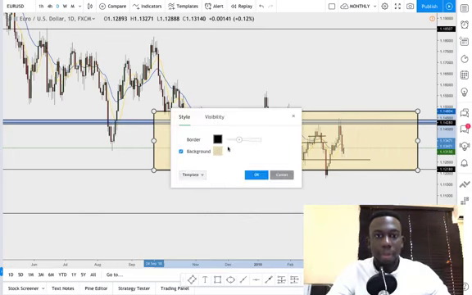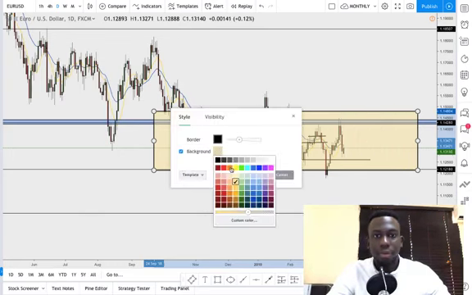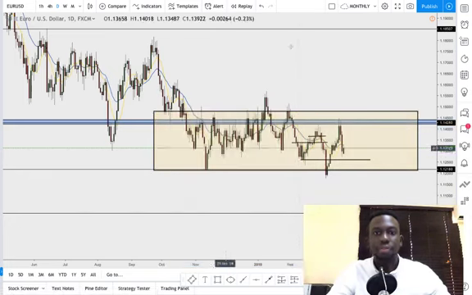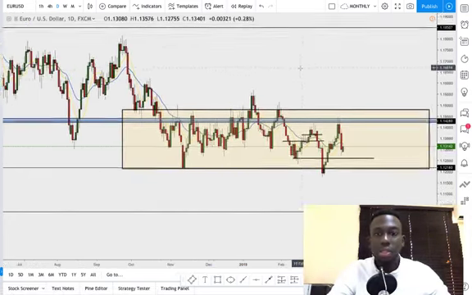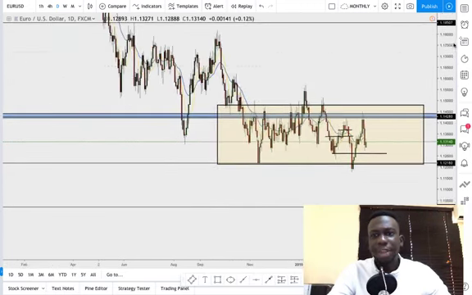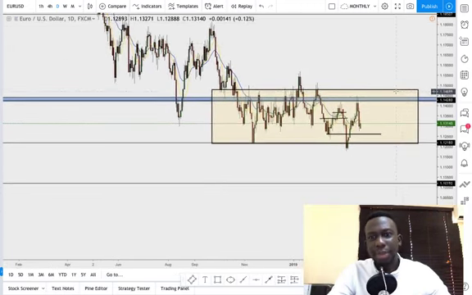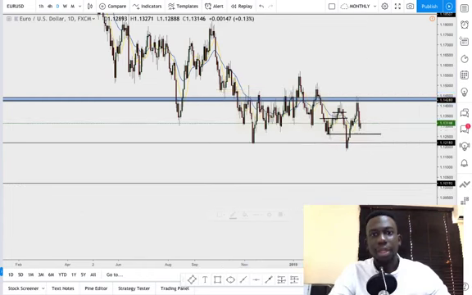Settings, yeah. Background, yeah. Good, that's exactly what I was looking for. Great, so I've pretty much mapped out euro dollar. Okay, so let me delete this first of all.